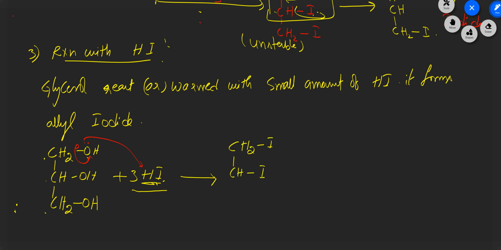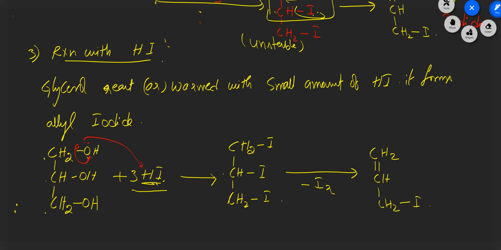Again, same rule. On the adjacent carbon atoms there is the presence of big size atoms, so we can remove that I. Allyl iodide is going to be formed.